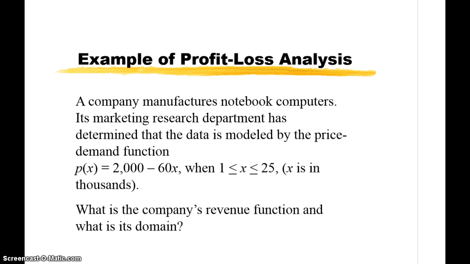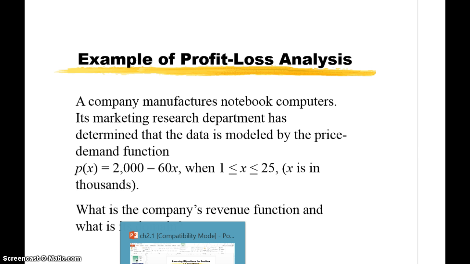So here is an example of a profit-loss analysis. A company manufactures notebook computers. Its marketing research department has determined that the data is modeled by the following price-demand function: P of x equals 2,000 minus 60x, whenever x is between 1 and 25 thousands, because x is in thousands here. What is the company's revenue function and what is its domain?